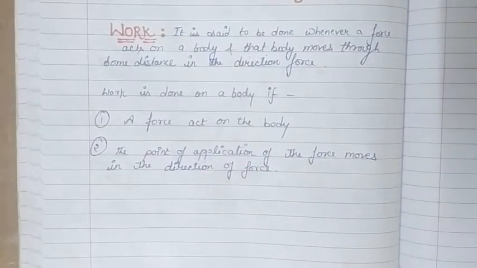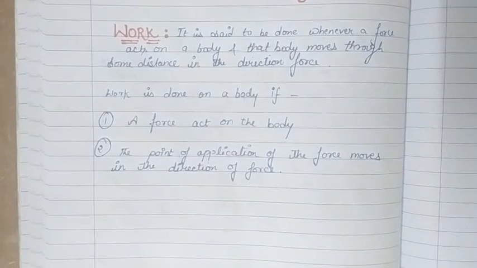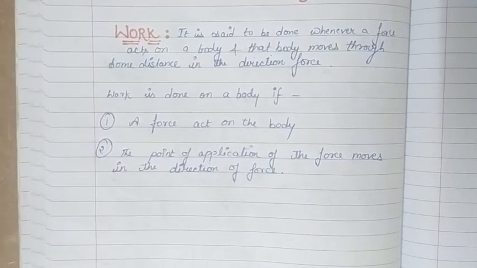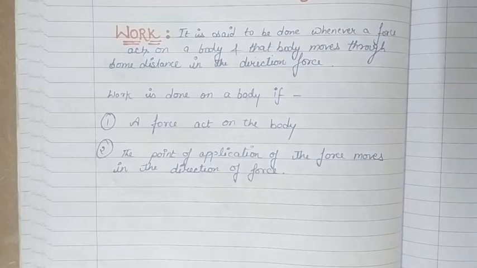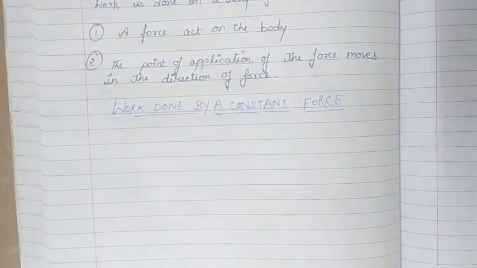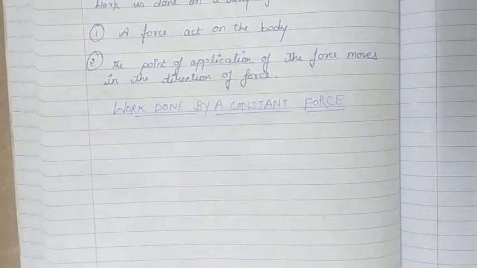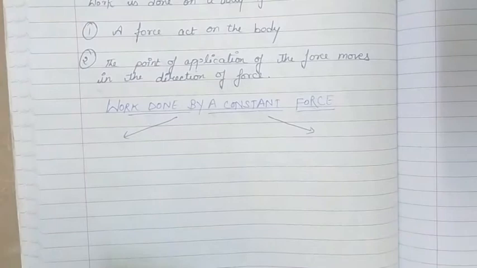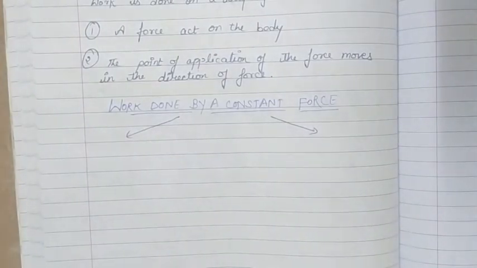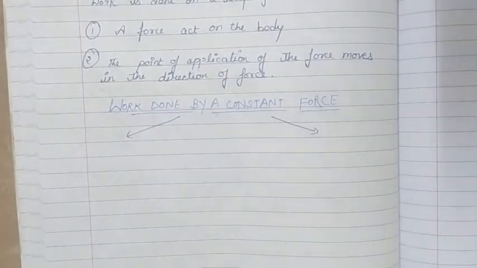So this is work. Now there are two possibilities, that force acting on that body can be constant or it can be a variable force. So first we are discussing the work done by a constant force. When we have a constant force acting on a body and we are supposed to find the work done by that force, there are again two possibilities. First possibility is that the work done we are going to measure is because of a force which is acting along the direction of motion.